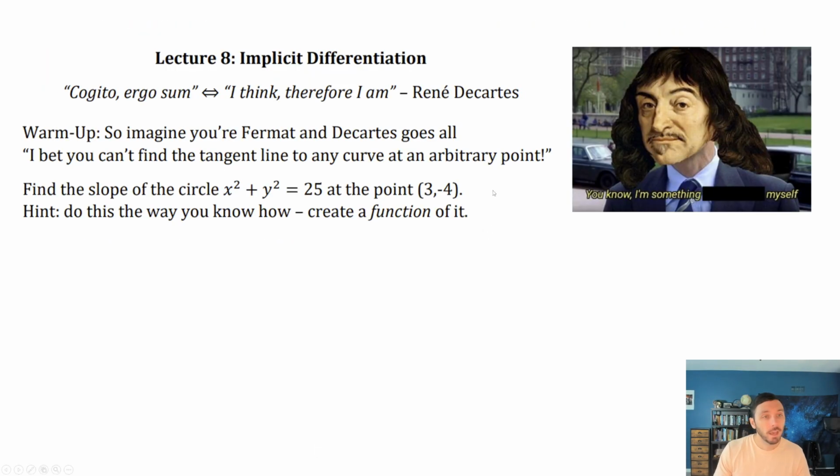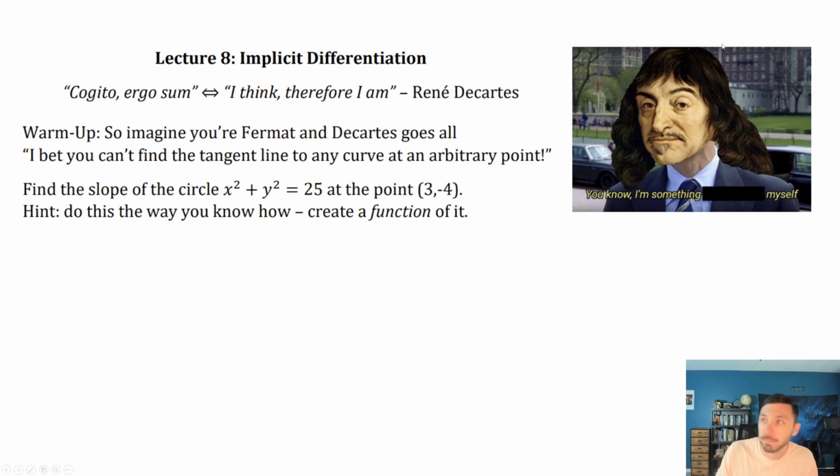That's math. Okay, so very Rene Descartes, I think, therefore I am, cogito ergo sum, if I'm saying that right, themed. So imagine you're Fermat and Descartes goes, I bet you can't find the tangent line to any curve at an arbitrary point. And Fermat's like, challenge accepted. These are just math people. You can ignore all that.